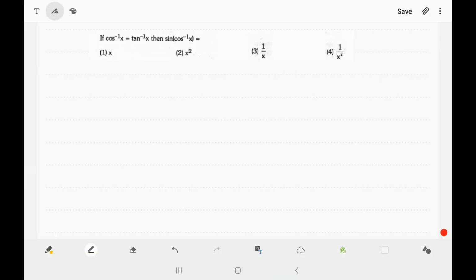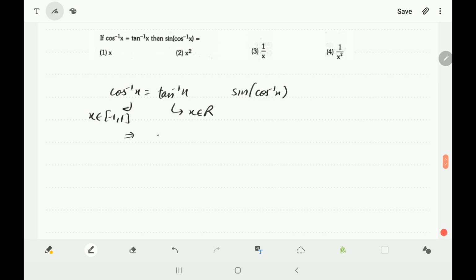In this problem, it is given that cos inverse x is equal to tan inverse x, and we have to find the value of sine of cos inverse x. The first thing which is quite important here is that we should write the domain of this equation. The domain for the right hand side is x belongs to R, for the left hand side it is the closed interval minus 1 to 1. So we get the domain of this equation as the closed interval minus 1 to 1.